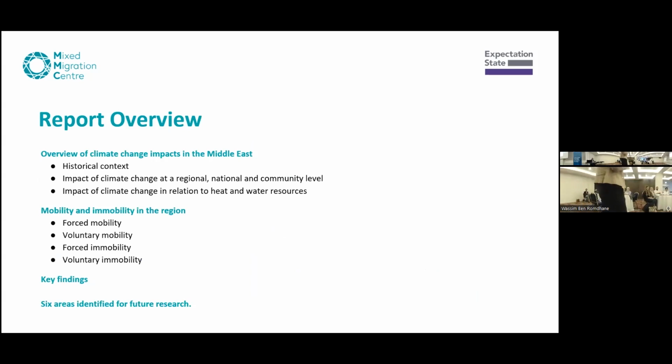Just to give a quick overview of the report, which is also an overview of how we're going to present this. The first section is really looking at climate change impacts. I'm sorry, it's quite hard to see. I don't know if we can turn the lights. Can you see okay? Okay.